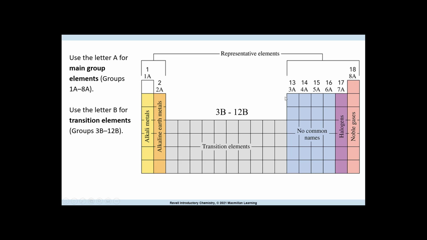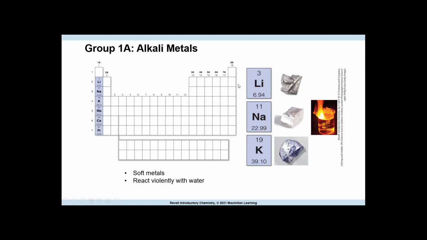These are names you definitely need to know, and you need to know what column. 17 or 7A. All of these, just subtract 10 if you have a hard time. That's all these are. 18 or 8A, 1, 2, these never change really. 13 or 3A, 14, 4A, and so forth. Use the letter B for transition elements. I think I got this from another book, and they put a B here, but your book doesn't. So it just goes from 3 to 12. These are transition elements.